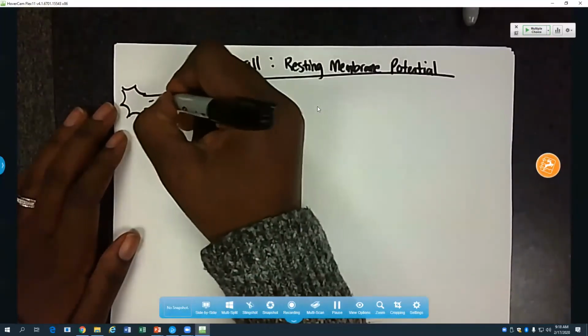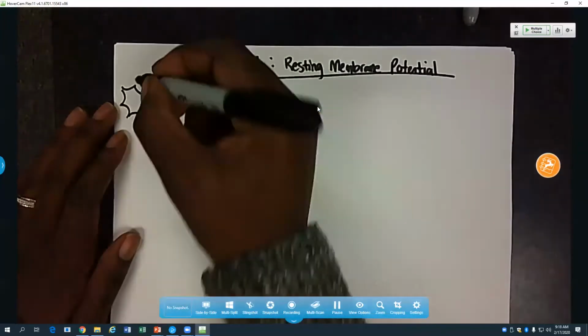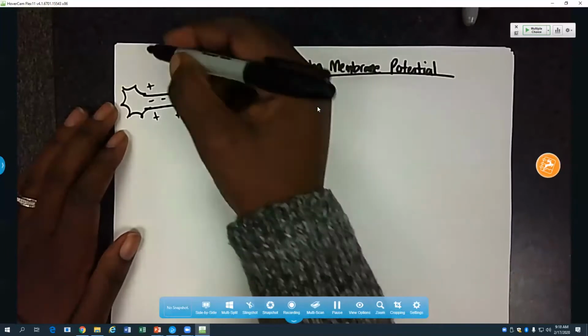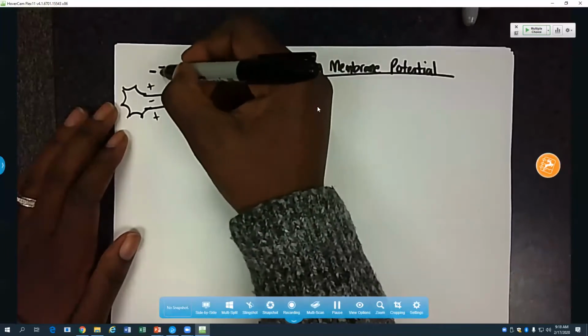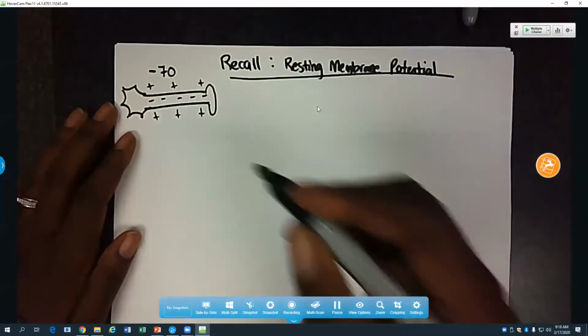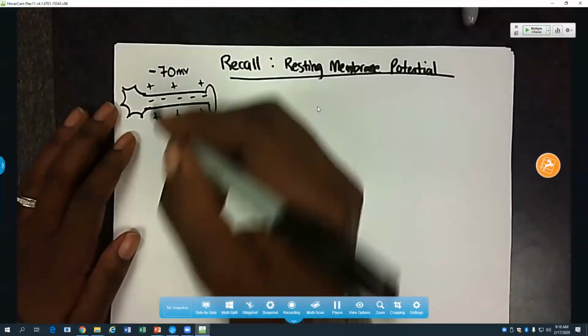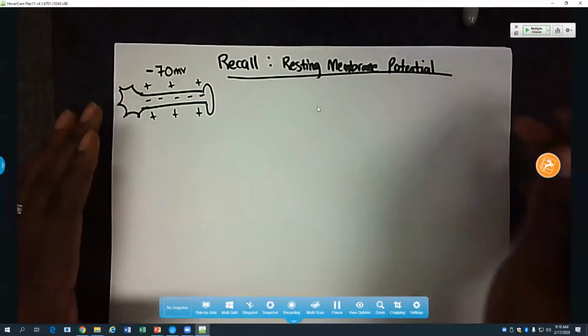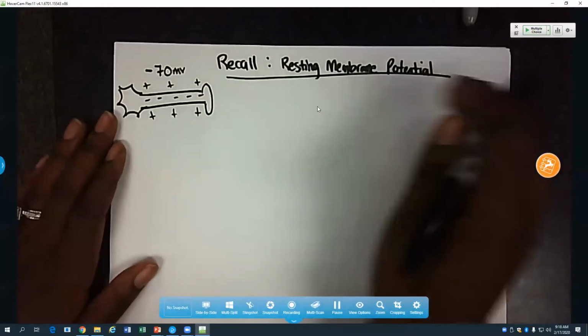And we said that the inside of the neuron was more negative. The outside of the neuron was more positively charged. And that ended up being a membrane potential of negative 70 millivolts. Okay. And so the events we spoke about at length were really describing how we got that negative 70. So that's what we're going to review here in a very general way.